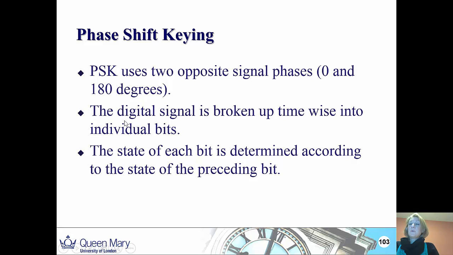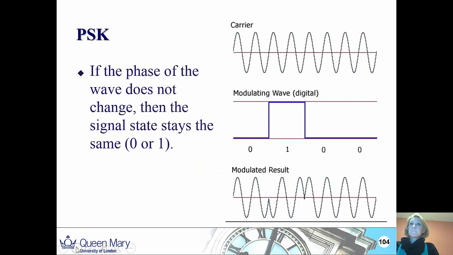Okay, so the digital signal is broken up into individual bits according to time. Phase shift keying uses two opposite signal phases in order to convey that information. So whenever we have that shift in the phase, it's conveying the opposite signal phases. If the phase of the wave doesn't change, then the signal state stays the same, so it's either a 0 or a 1. Here we're communicating two zeros. You can see that there's no change in the phase of the wave, so the information being communicated is not changing.